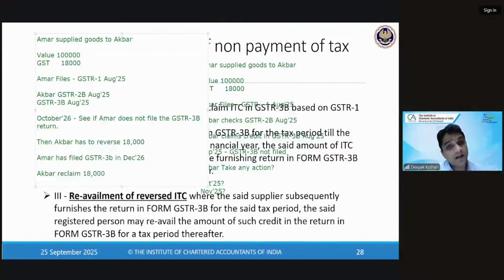If Akbar does not reverse and Amar also has not filed, then what happens? The government will anyways catch hold. Interest will continue, but the government will recover it. They will at least raise a demand on Akbar saying that you have availed ITC incorrectly, and they will also raise a case against Amar saying that you have made a supply but not paid the taxes.